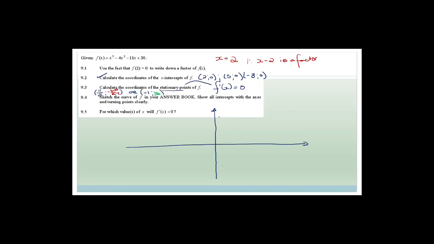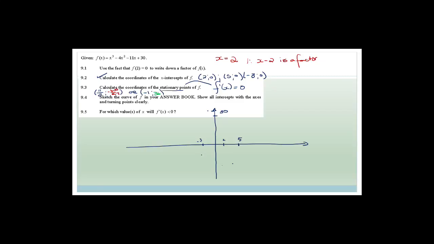So we know it goes through positive 30. We know it cuts at x equals 2. It cuts at 5. And it cuts at minus 3. We also know it turns at -136, and at 11 over 3. Now, 11 over 3 is 3 and 2 thirds, so it's somewhere over there. And -14, about over there.